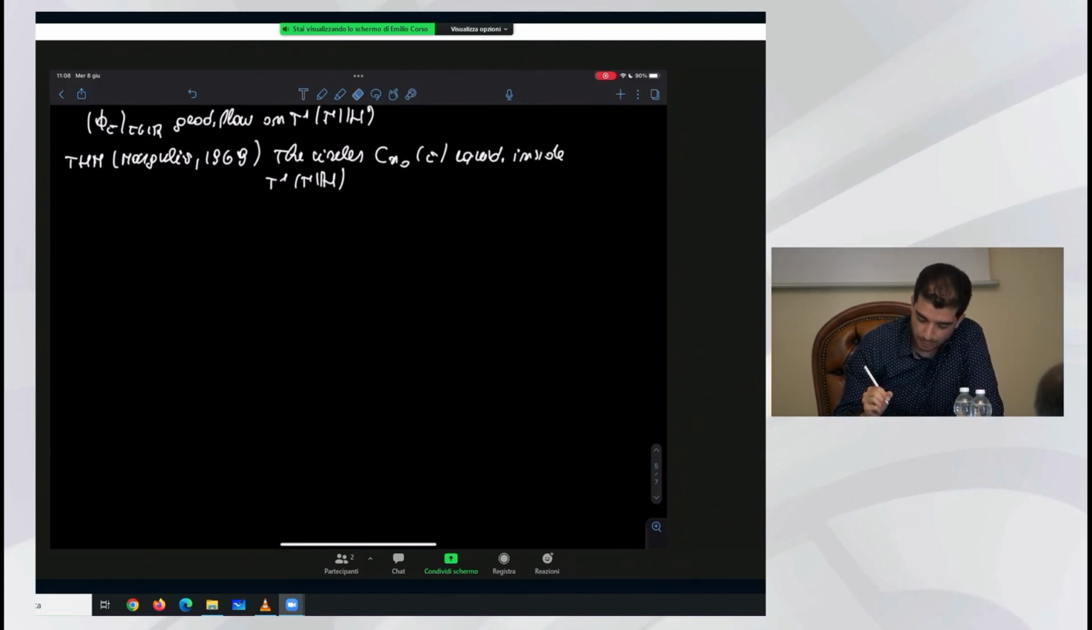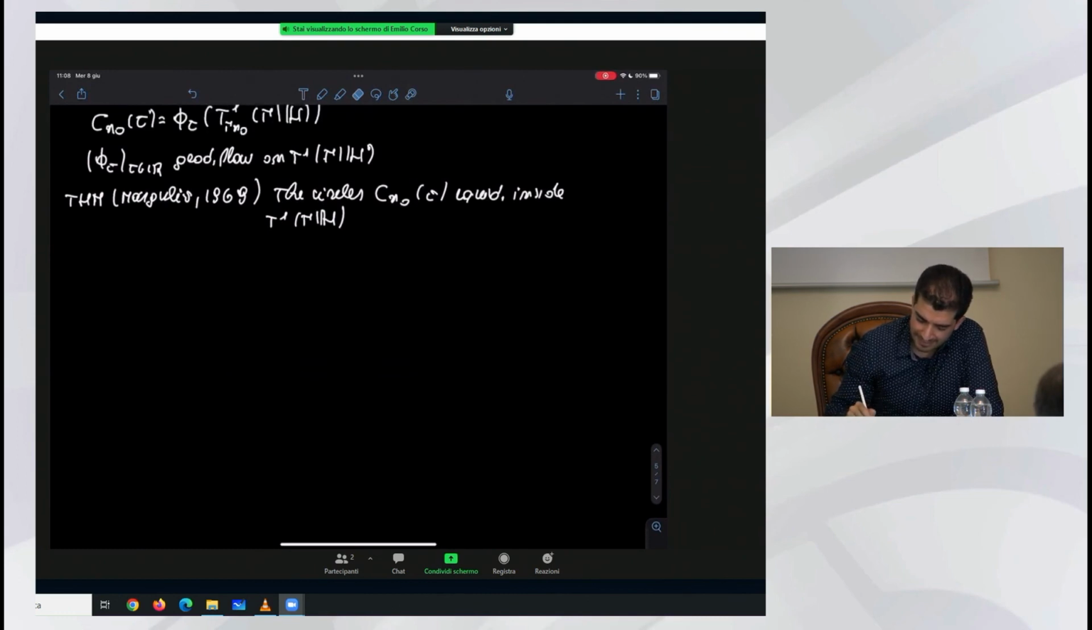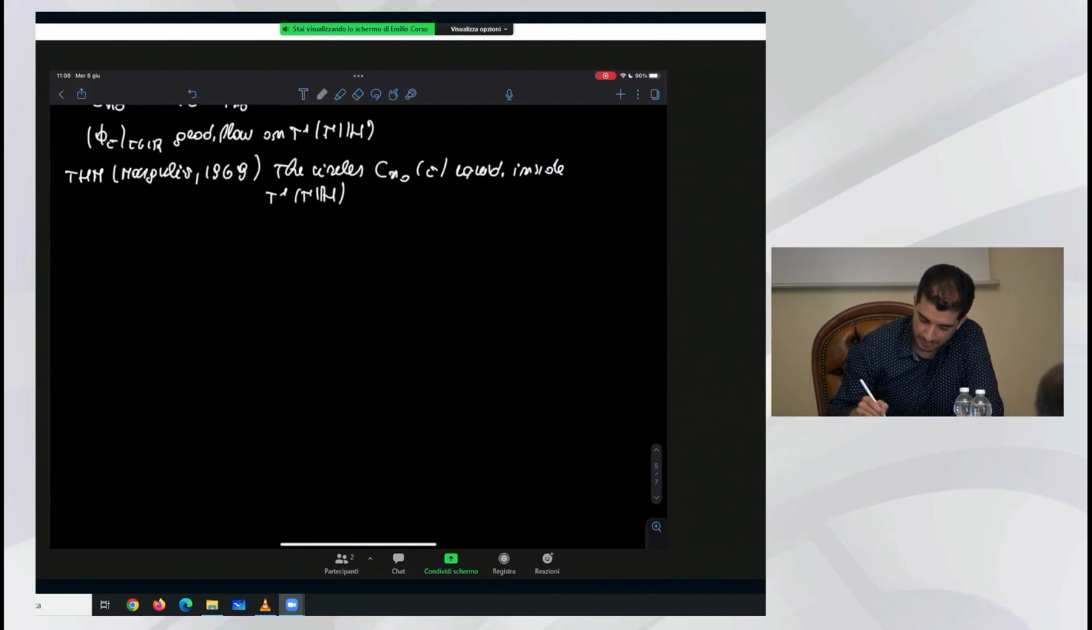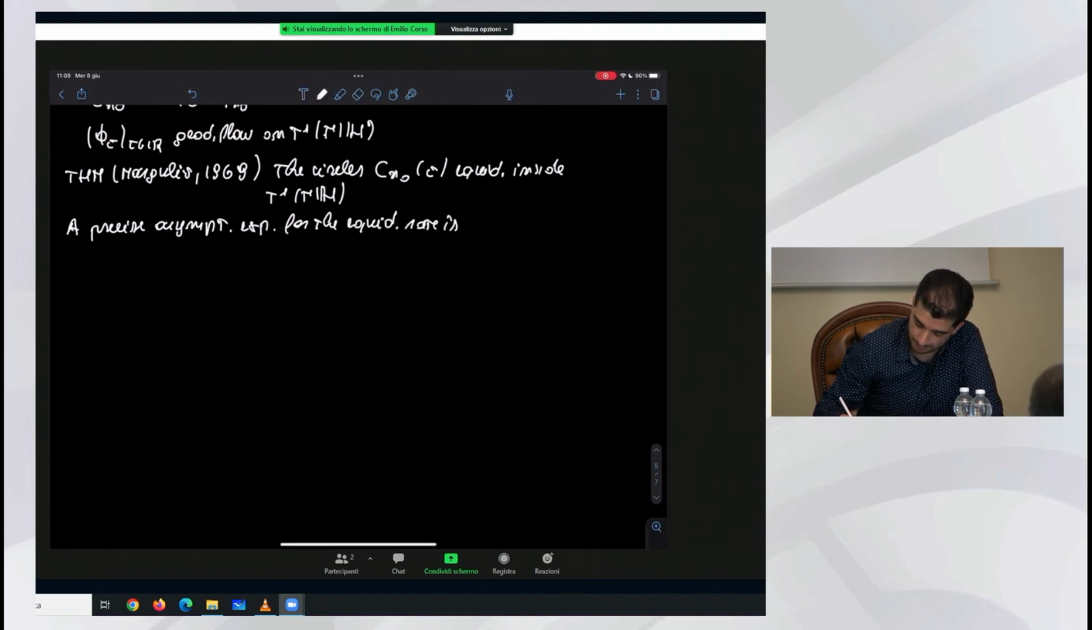And in order to state it, let me just introduce the Laplace-Beltrami operator. So, an effective, actually a precise asymptotic expansion for the rate of equidistribution is now available.